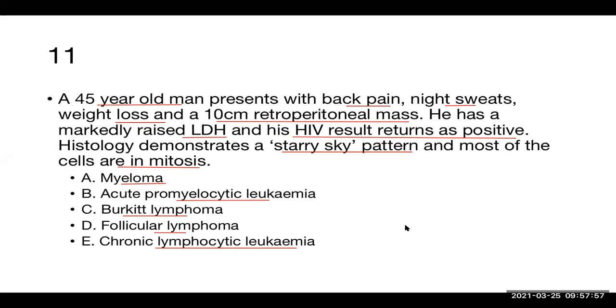The first reason is the patient is HIV positive, so lymphoma is very common in these patients. And number two, the patient has a retroperitoneal mass, high LDH and starry sky appearance. That starry sky appearance is very typical for Burkitt's lymphoma. Burkitt's lymphoma has two variants: one is the African variant and the other is sporadic. The African commonly involves the head and neck region, most commonly the jaw, and the sporadic variant commonly involves the chest and abdominal region.